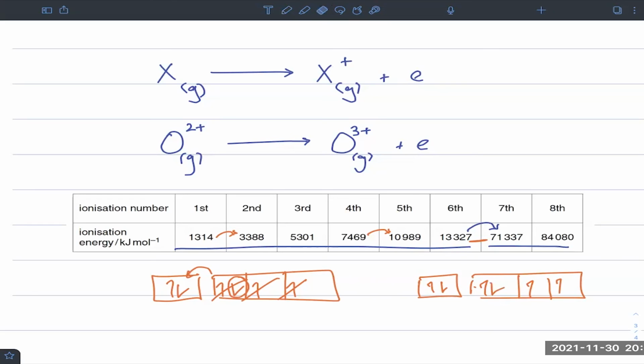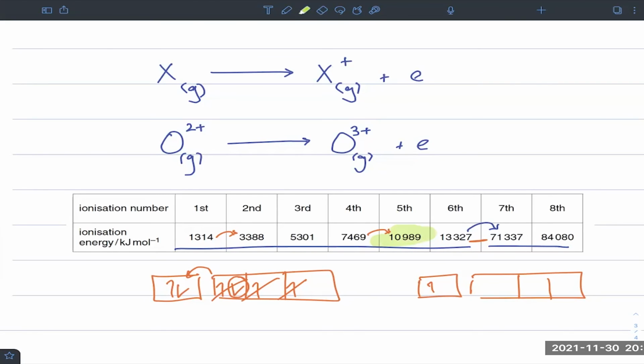So when you're removing the very first one, you're removing this one, which is easier to remove. Why? Because you have spin pair repulsion. And then we're removing the fifth one. You've already removed this, and this one is particularly hard. There is a jump of 3000 kilojoules. Why? Because there is, again, some spin pair repulsion, but this is closer to the nucleus because it's in a smaller subshell. So when you remove this one, that 10,000 energy change comes here.